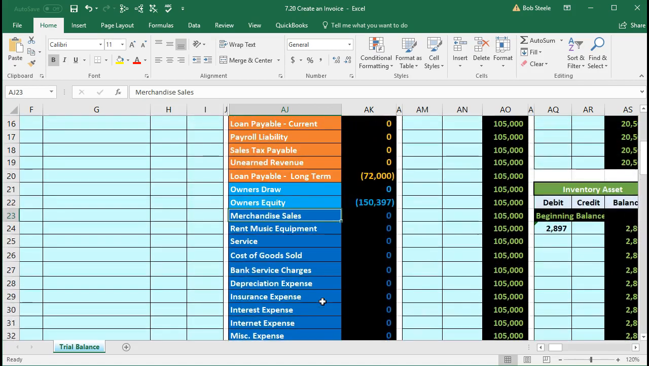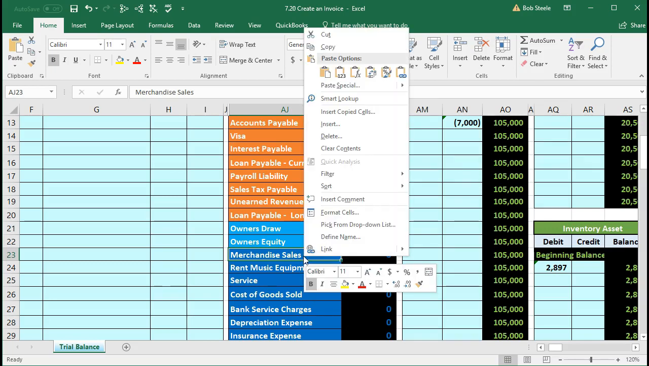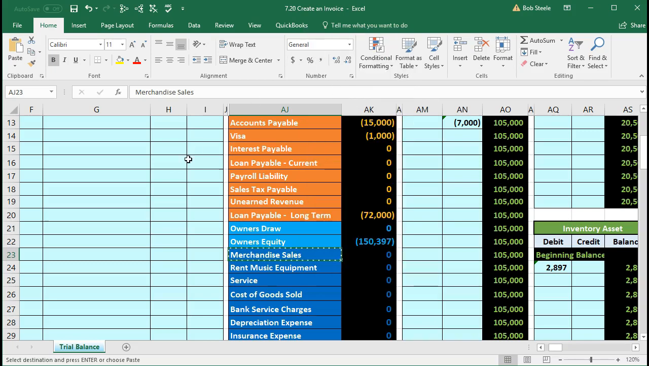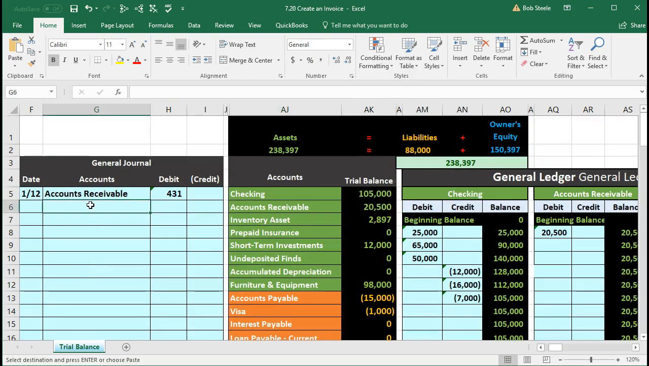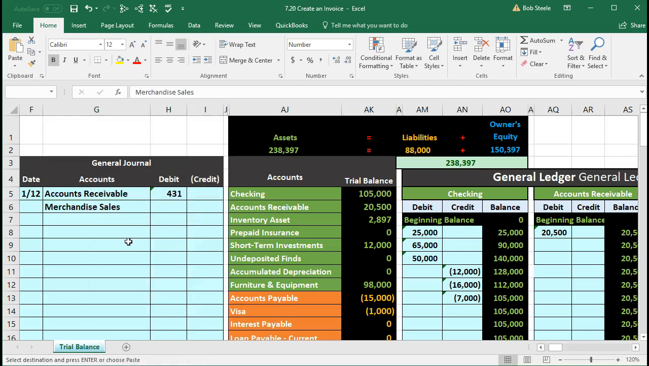But the revenue account generally only goes up, and it does so in the credit direction. So we're going to copy this account in AJ23, right-clicking and copy. Scrolling up and put that in G6, right-click and paste 1, 2, 3. We are not going to credit for the 431, but for the sales price, which was only the 410.